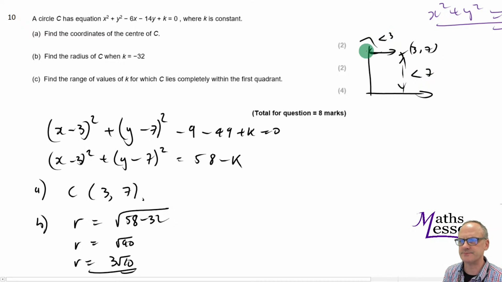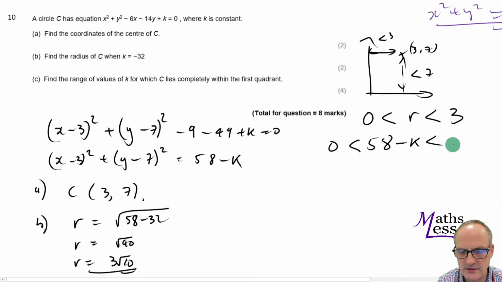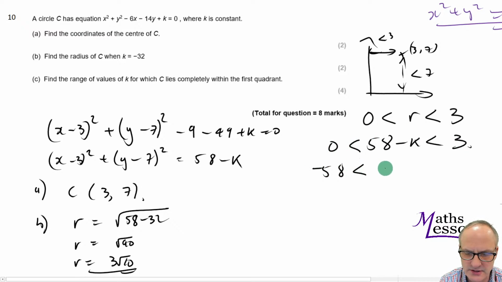So the radius is going to have to be between 0 and 3, because it's got to be bigger than 0 for there to be a circle. So we know that the radius has got to be greater than 0, and it's got to be less than 3 to satisfy that inequality. So therefore we've got 0 is less than 58 minus k is less than 3. Take away 58 from each side on this inequality, and we're left with minus k, and we take it away from the 3, and we get minus 49.